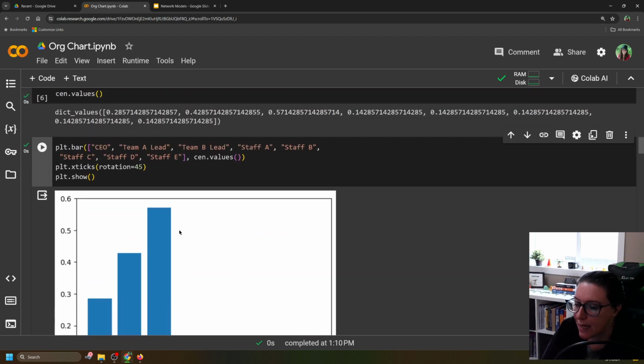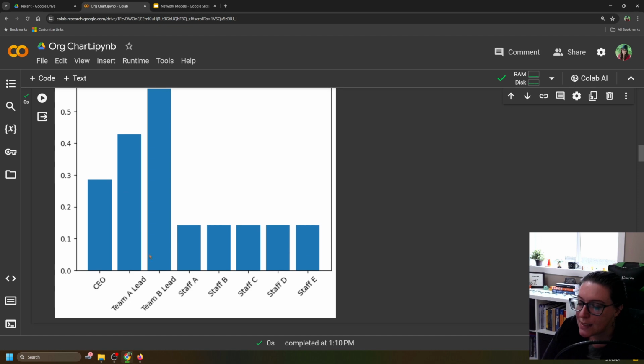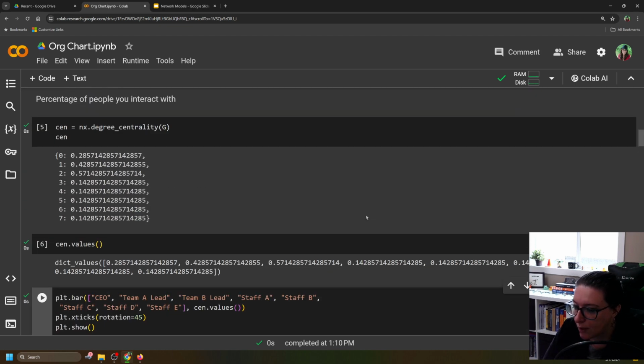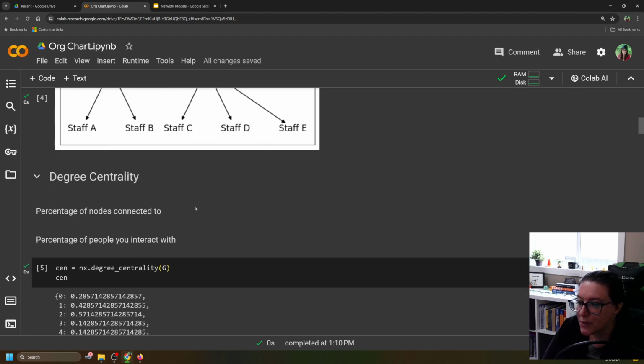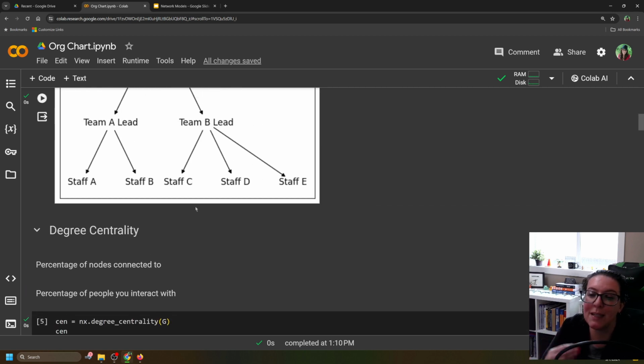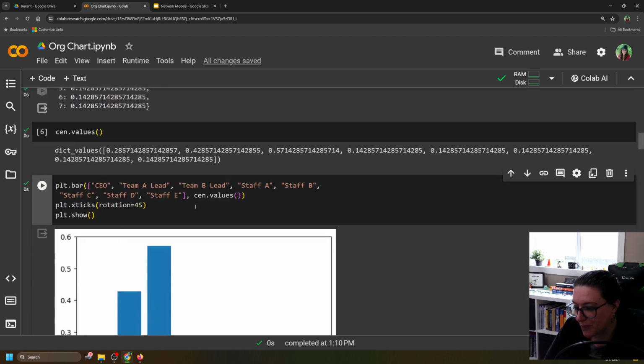So notice in this case, for the degree centrality, it says that Team B lead has the highest degree centrality. So let's take a look at our graph. It's about the number of nodes you're connected to. Team A lead is connected to 3 nodes, but Team B is connected to 4. The CEO is connected to 2. So we can see Team B lead has the most contacts. Okay. So Team B lead is going to interact with the most people, is what we're saying here.